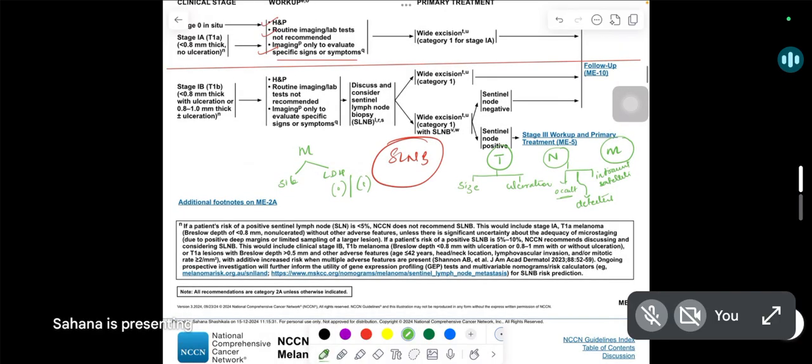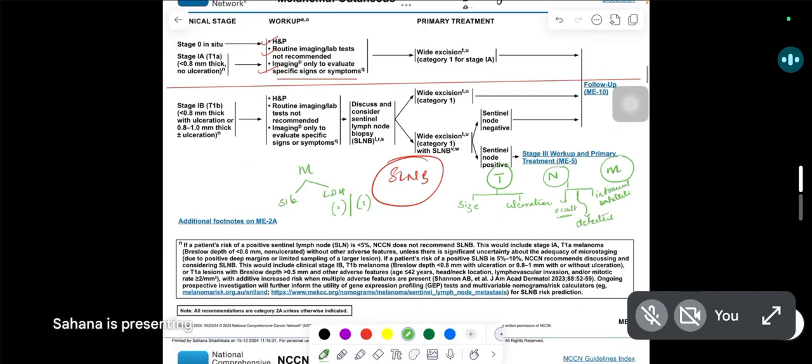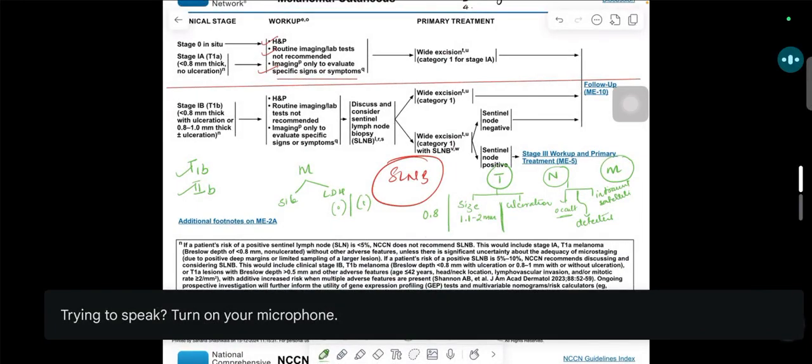So what you have to remember is, for all management decisions, 0.8, 1, and 2 mm. So remember three things when you're deciding treatment: T1B and stage 2B. These are the two things that will change treatment.